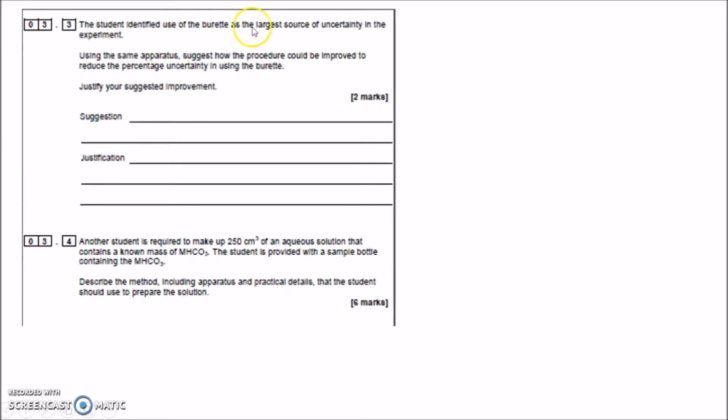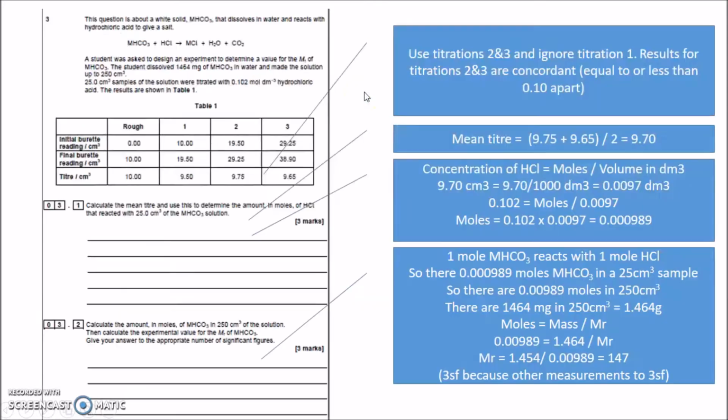The student identified the use of the burette as the largest source of uncertainty in the experiment. Using the same apparatus, suggest how the procedure could be improved to reduce the percentage uncertainty in the burette. So you've got an uncertainty on a burette, and to get the error you divide the uncertainty by the volume that's coming out of the burette. So in here I've got 9.75, 9.65, so whatever my uncertainty is on my burette, I take that uncertainty value and divide by the volume, which turns out to be 9.7 as a mean value, and multiply by 100.